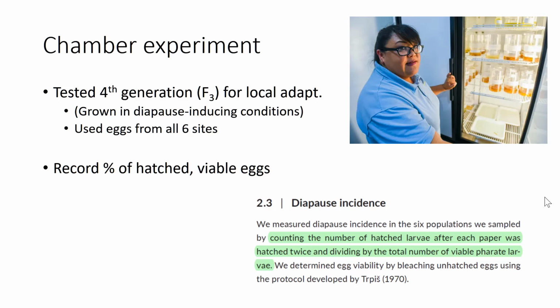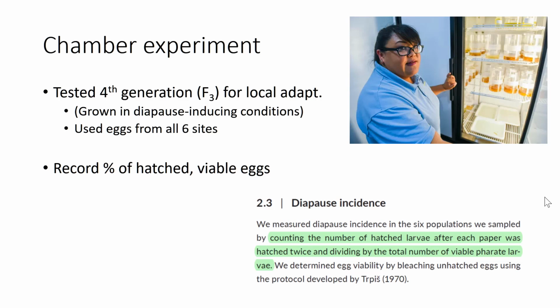They used eggs collected from all 6 of their sites, again raised through multiple generations, and then they recorded the number of hatched viable eggs. And if all of the eggs hatched when they shouldn't have, that would be a low incidence of diapause. And if many of the eggs didn't hatch when they shouldn't hatch, in other words, it's cool, it's mostly dark, then that would be a high incidence of diapause.